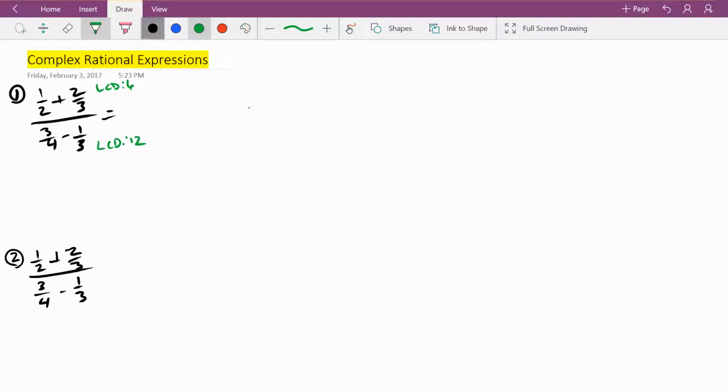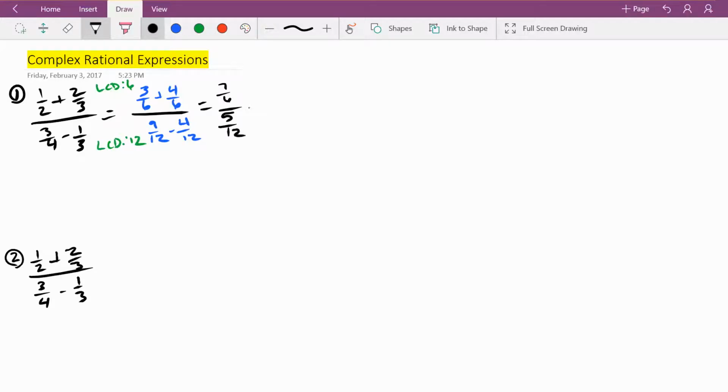I'm going to skip a step because adding fractions, you should be able to do that. With an LCD of 6, 1/2 is equivalent to 3/6, and 2/3 is equivalent to 4/6. In the denominator, 3/4 would be multiplied by 3 over 3, 9/12 minus 4/12. Combining the numerator and combining the denominator, that would be 7/6 divided by 5/12.